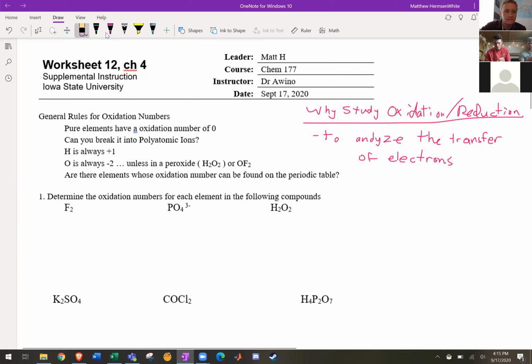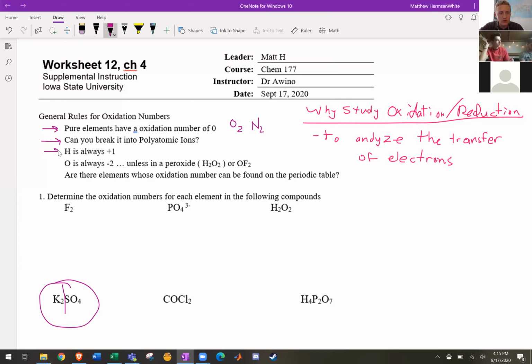Pure elements have an oxidation number of 0. So anything that is on its own, like O2 or N2, anything like that, always has an oxidation number of 0. Next step is, can you break the compound down into polyatomic ions? Let's look at this one right here, K2SO4. We could split this into potassium and sulfate. They're 2 separate compounds that we can break it into.